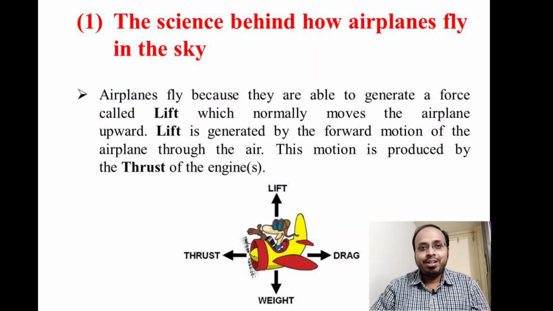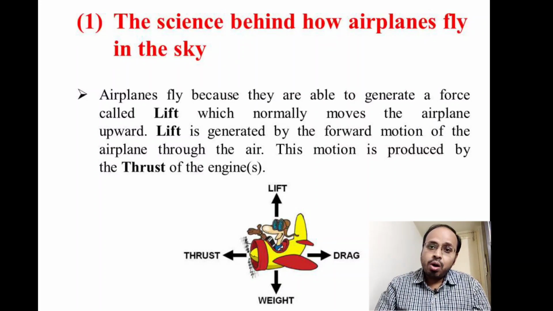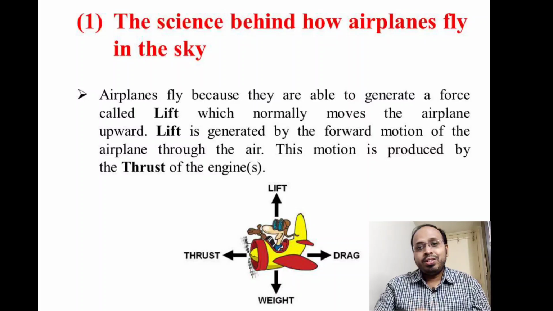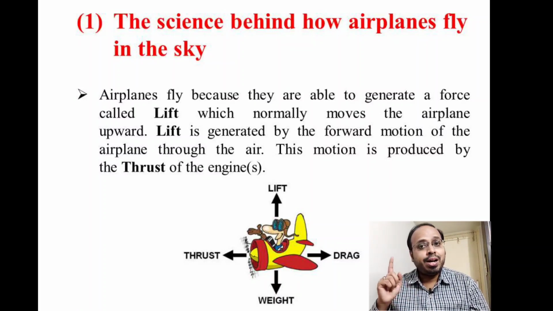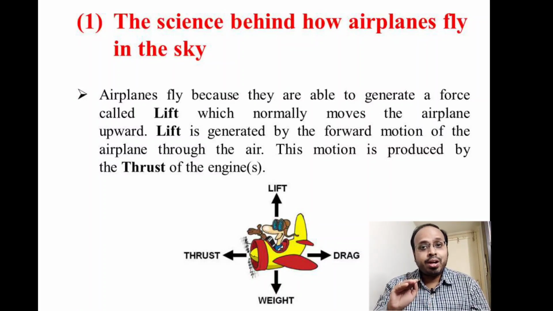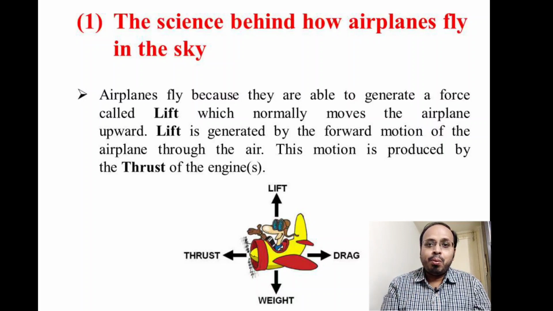First point, that is the science behind how airplanes fly in the sky. Try to understand, an airplane flies because it is able to generate an upward force, that is called lift. Lift generally moves the airplane in the upward direction. And lift is generated because of the forward motion of the aircraft body, and that is provided by the thrust of the engine. So this is a very basic point that you need to first understand.